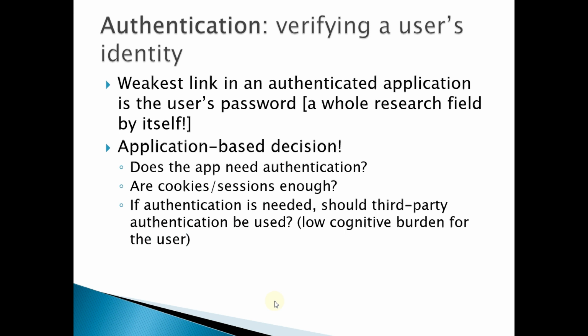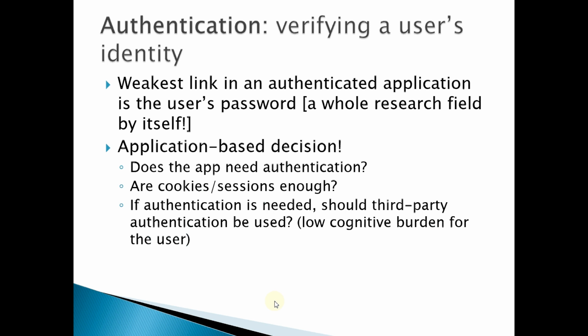So, authentication: verifying a user's identity. The weakest link in an authenticated application is the user password, a whole research field in itself. So that is basically the major bottleneck.